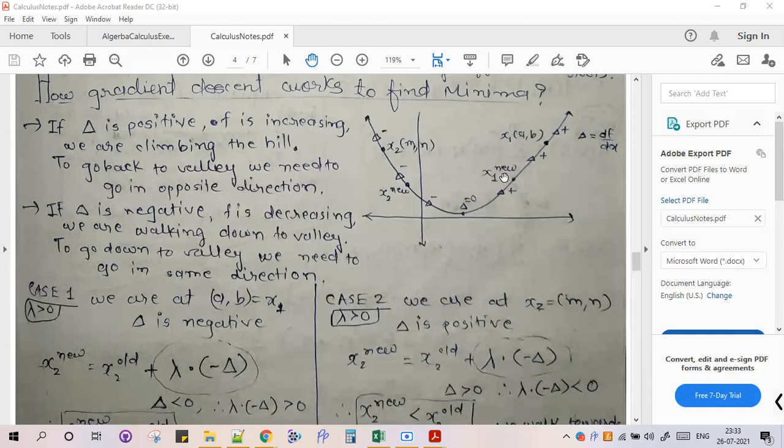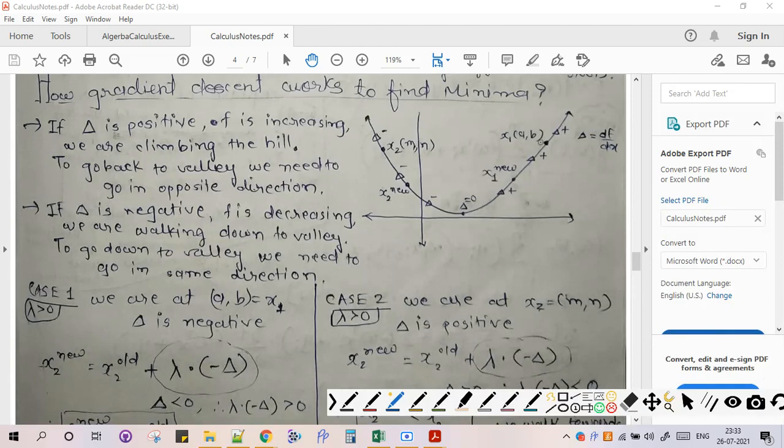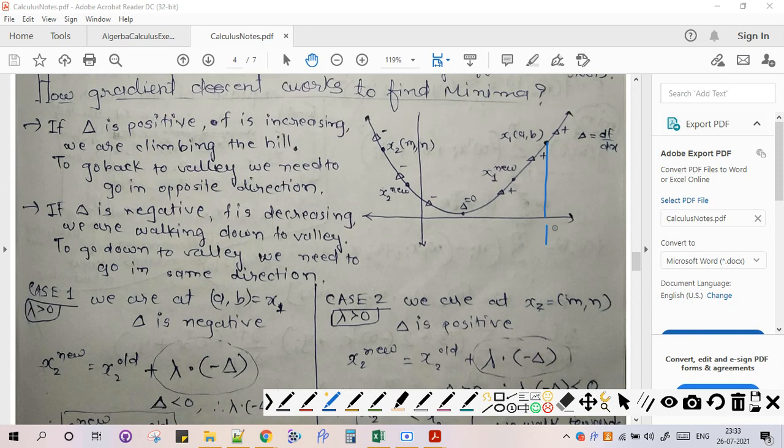So my new point would be my previous point, let's say 15, minus something: x2 equals x old minus lambda multiplied by delta, right? Minus delta, and delta is positive, so this value is negative. So 15 minus 5 would be 10. So 10 would be on which side, left hand side or right hand side? Left hand side, right? So 10 would be somewhere here, and this direction is also towards my minima.